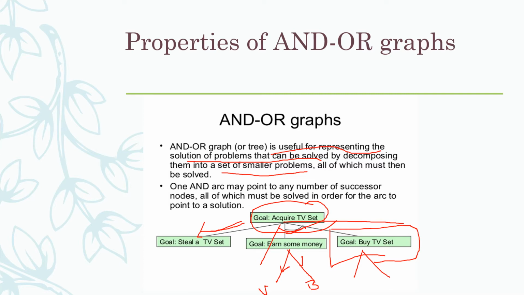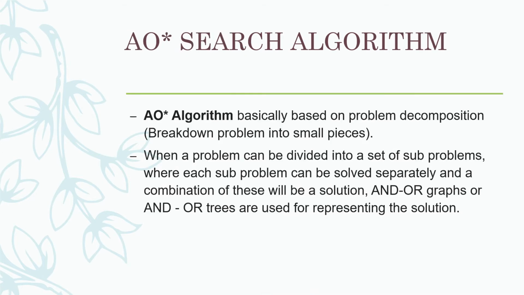Now we will look at how the AND OR graph will be solved by the AO-star algorithm. The AO-star search algorithm is basically based on problem decomposition, and it is very useful for AND OR graphs. It is based on breaking a problem into small pieces. When a problem can be divided into a set of subproblems, where each subproblem can be solved separately, a combination of these will be a solution. AND OR graphs or AND OR trees are used for presenting the solution.